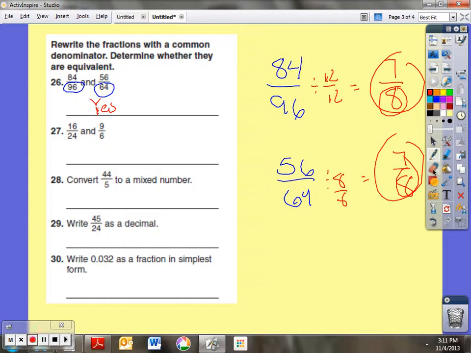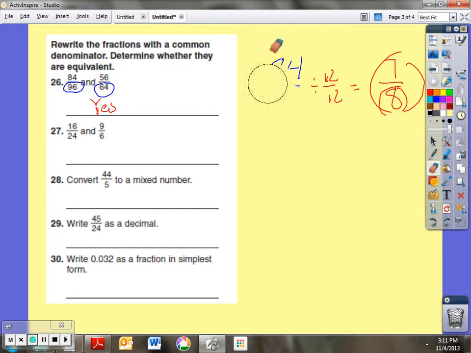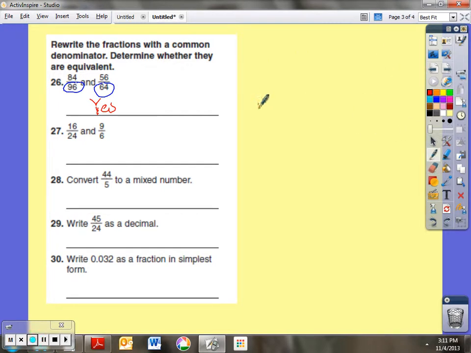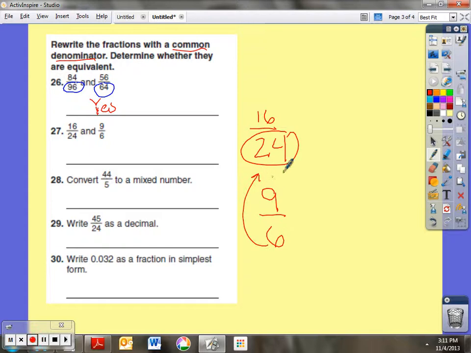Well, you know what? I don't really even need to find a common denominator because I noticed that one's improper and the other's not. If it's improper, that means it's greater than 1. If it's not improper, it means it's less than 1. So 16/24 is less than 1. 9/6 is greater than 1. But I must find a common factor or common denominator. I look at the bigger one first. Does 6 go into 24? Yes. 6 times 4. So there's my common denominator, 24.